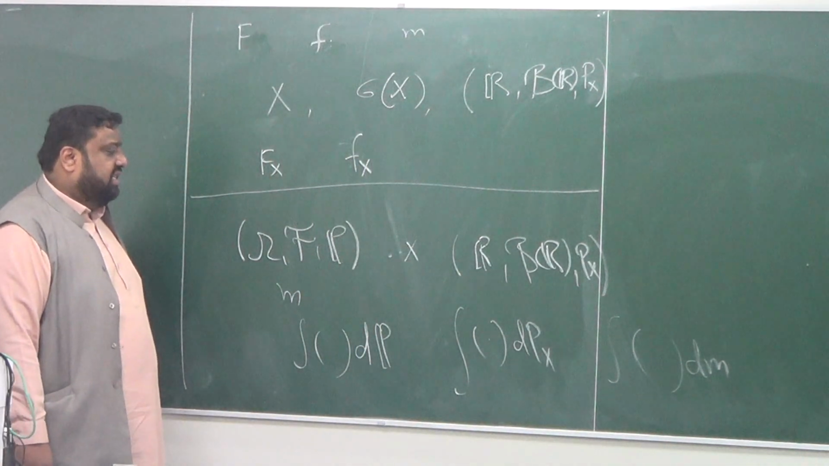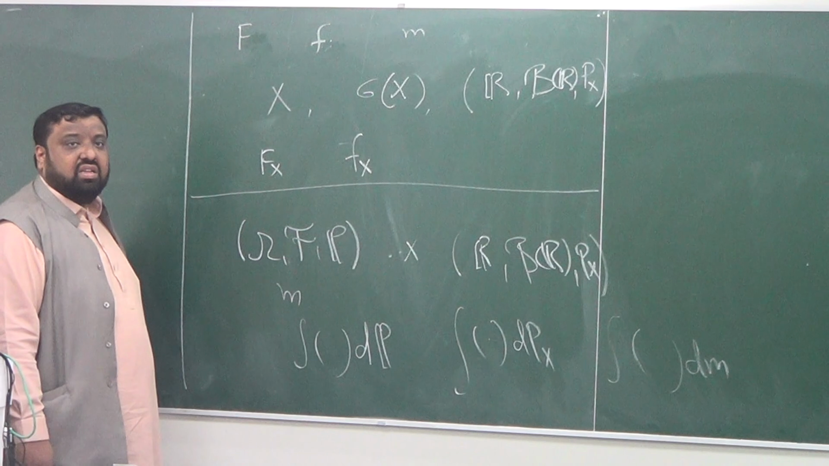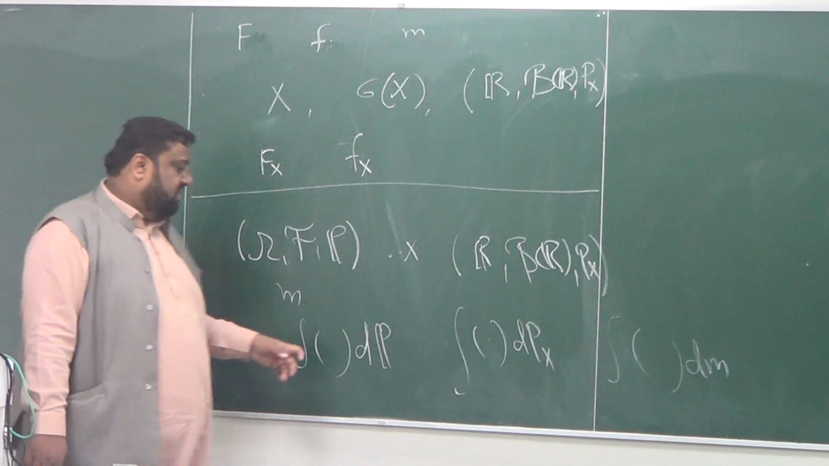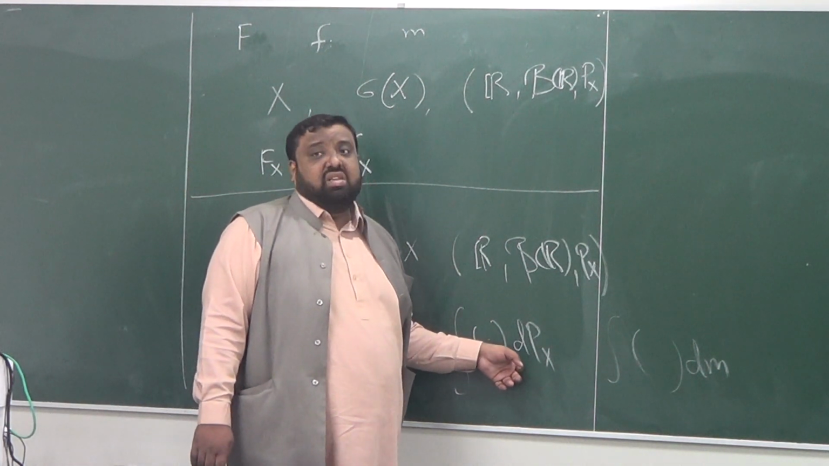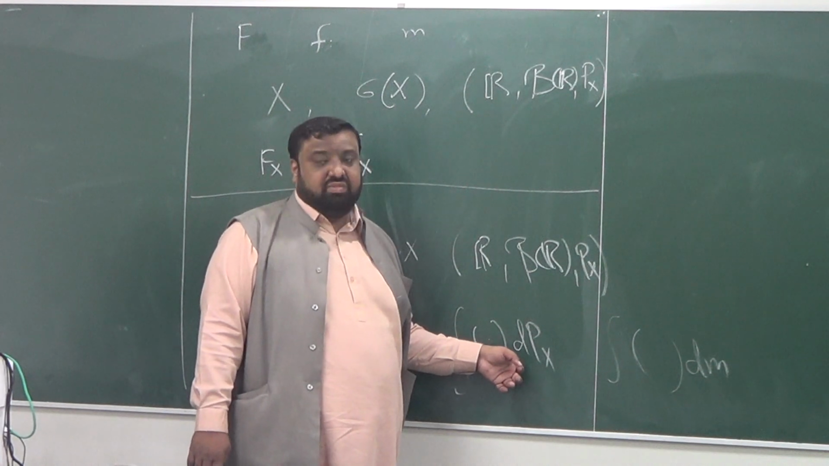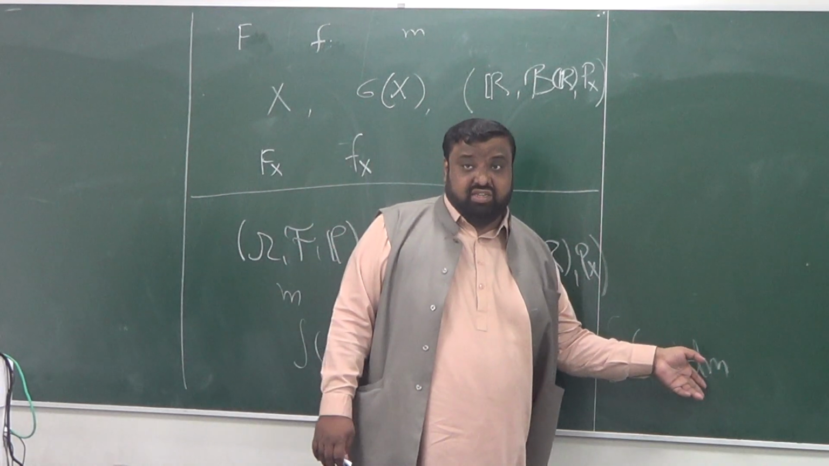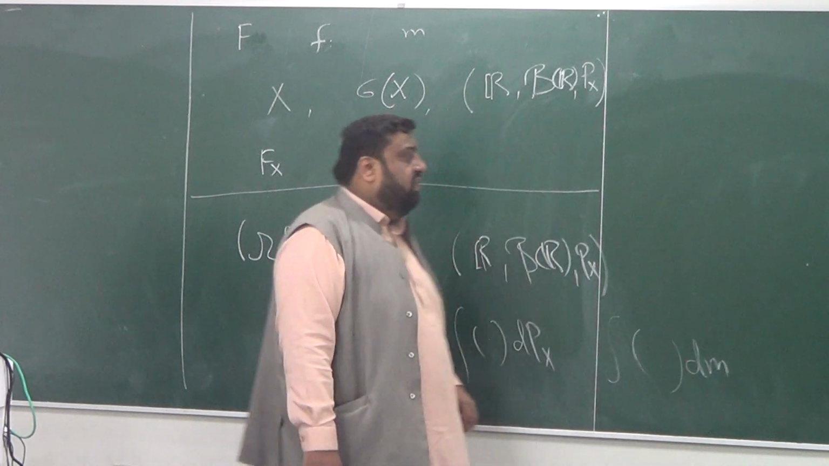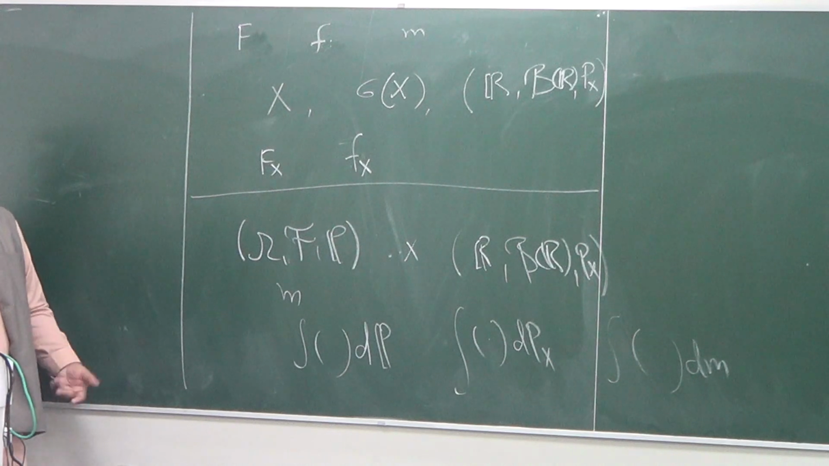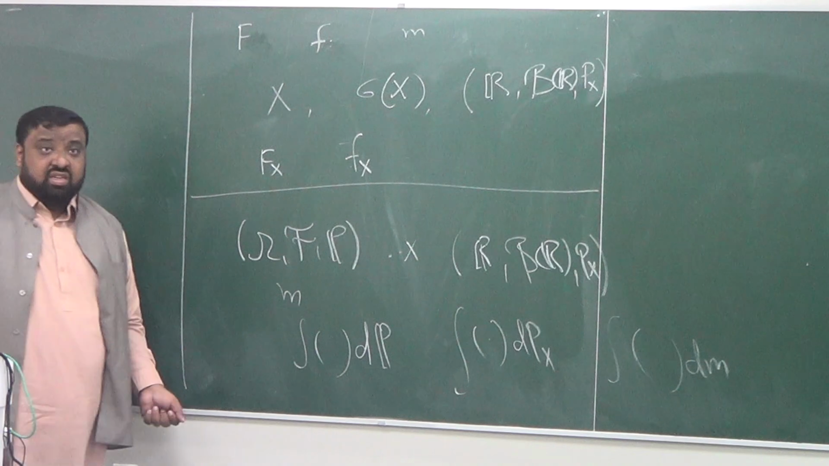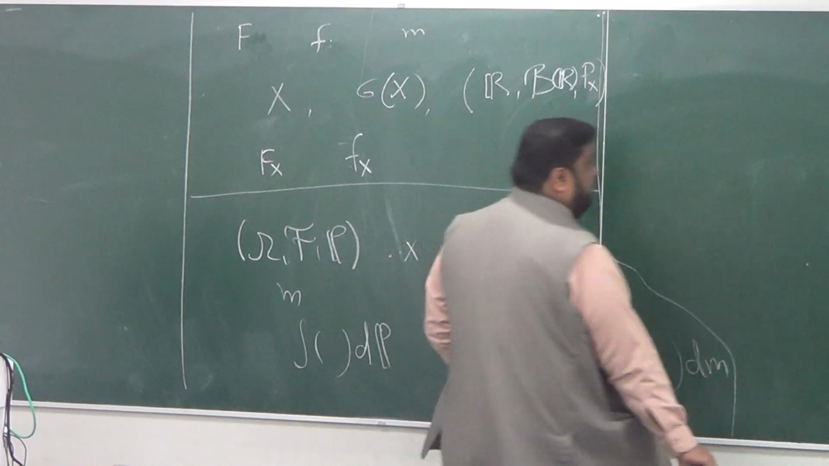The question is, is there a relationship between all these actually? Can I express an integral in terms of the probability measure as an integral with respect to the probability measure induced by X and with respect to the Lebesgue measure? This is what we are heading into. How can I interrelate them? Are they connected with each other? If they are, how are they connected? So this would be the key thing that I would like to do.